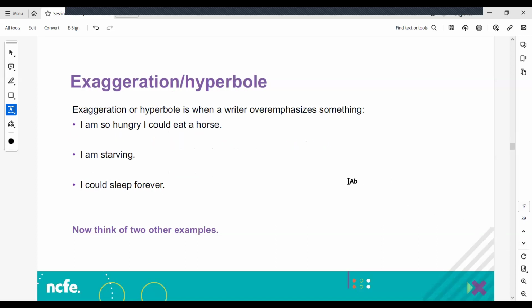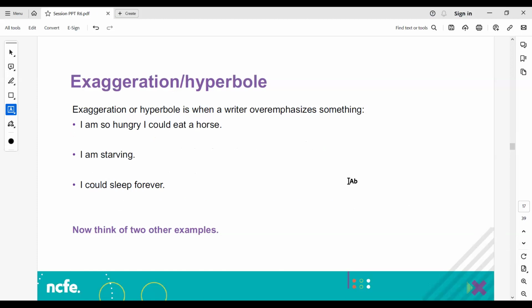Okay. So, exaggeration or hyperbole. Hyperbole just means exaggeration. It's a term used to describe literature, to describe writing. Exaggeration is when a writer overemphasizes something. Again, all of this is about creating effect in the text to make it interesting to read and to have an impact on the reader.